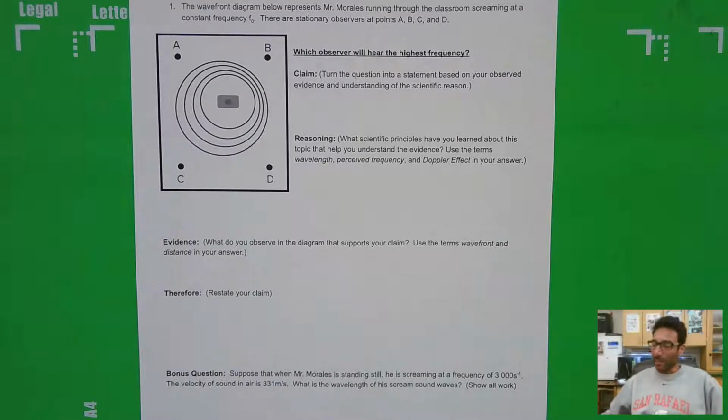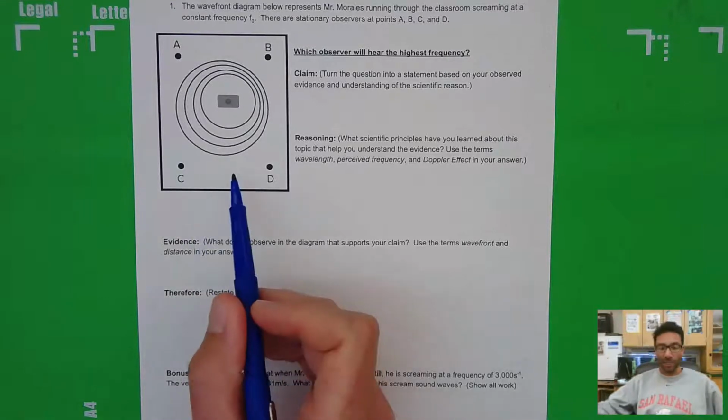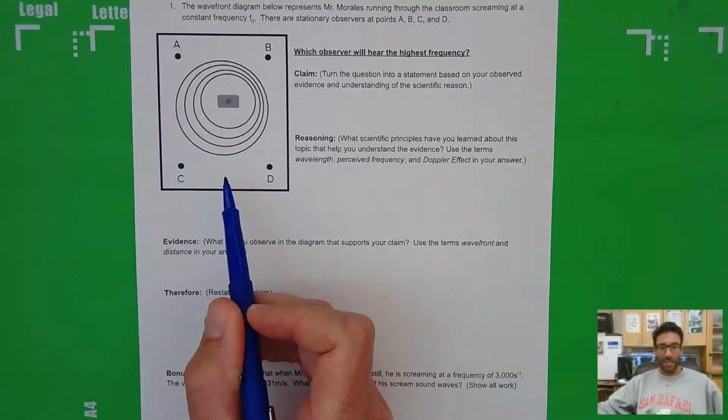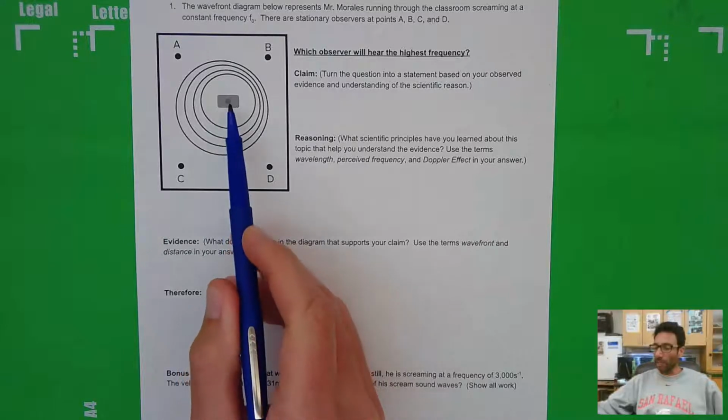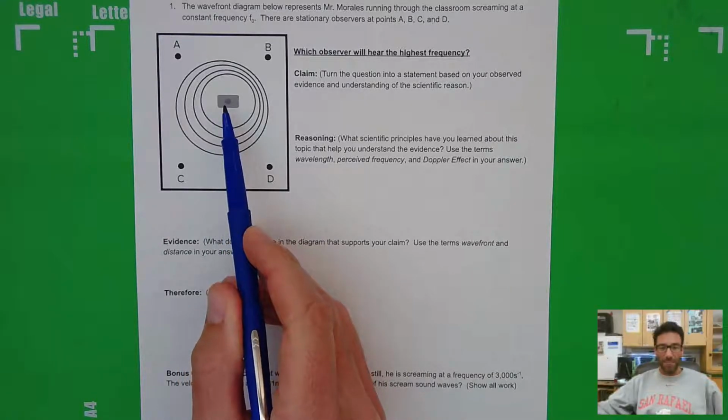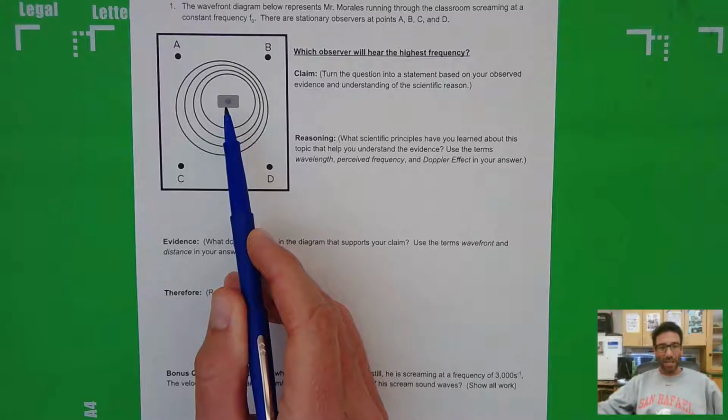All right, here we go. Today we're going to be looking at the Doppler effect. Specifically, we'll focus in on how the Doppler effect affects sound and sound waves. So in the example given on our first quiz, we were given a wavefront diagram. So that's the picture given right here. This is a wavefront diagram. We said that this block with the dot in the middle, that is me running through the classroom, screaming at a constant frequency.